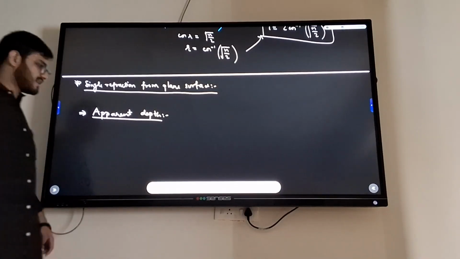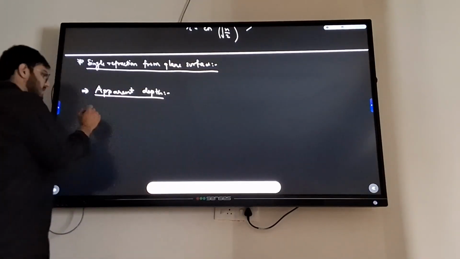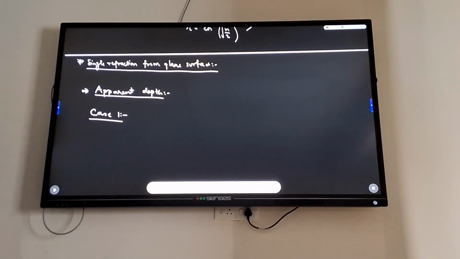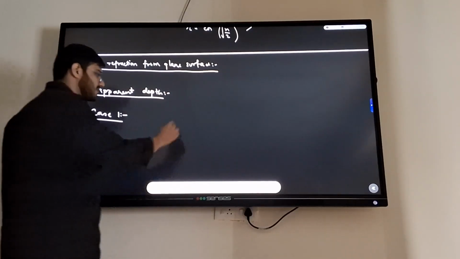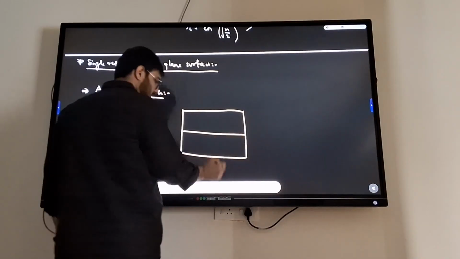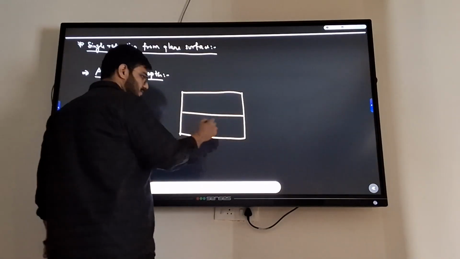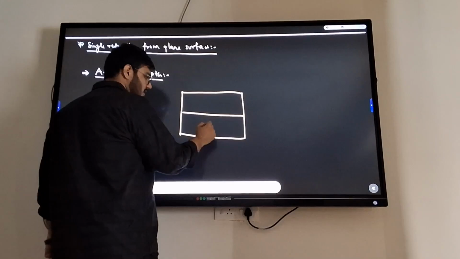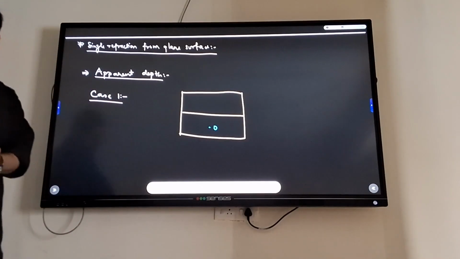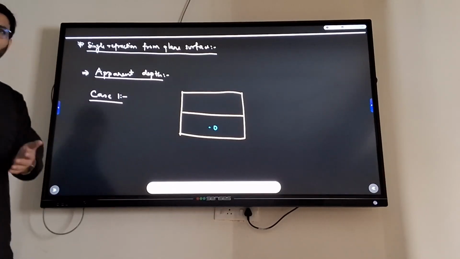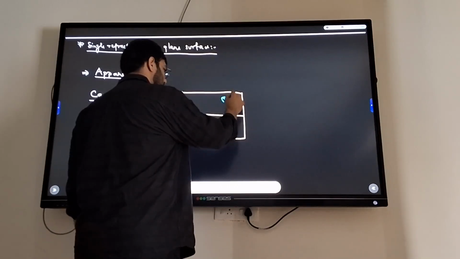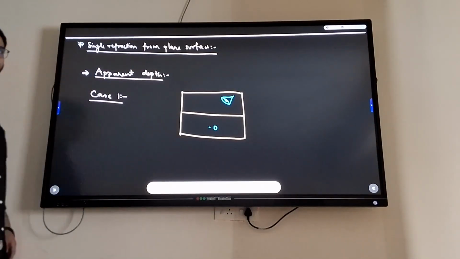ठीक है? पहले case 1 की बात करते हैं. Case 1 is something like this, that you have two mediums. You can consider this to be water, this to be air. There is an object placed here, and you are looking into the object, just what I mentioned right now. You are looking into an object which is placed inside the water body. You are looking from here.